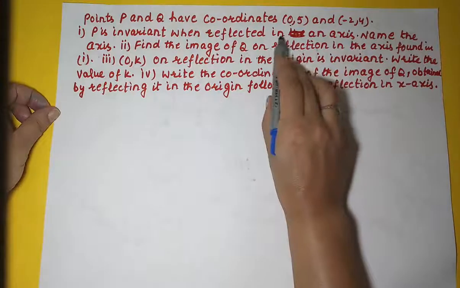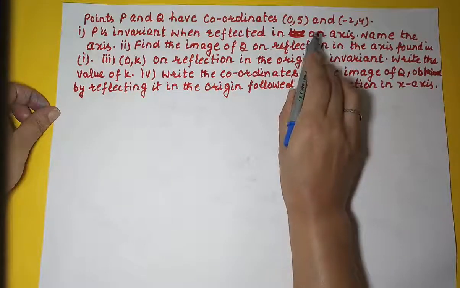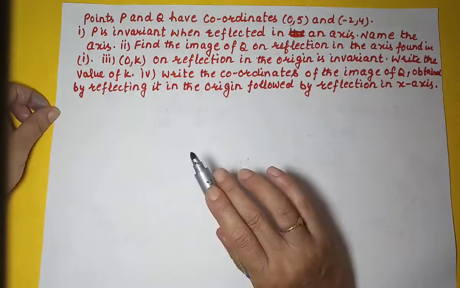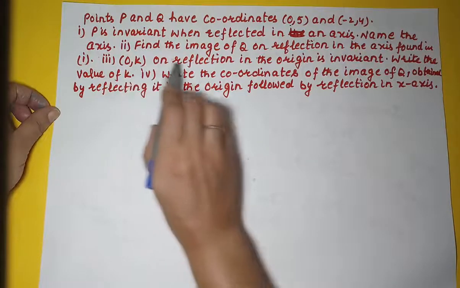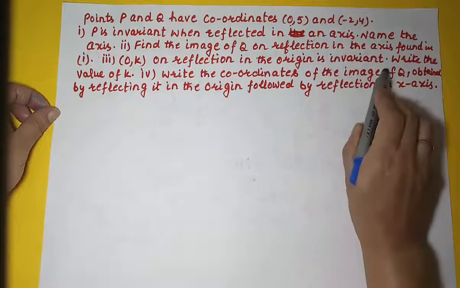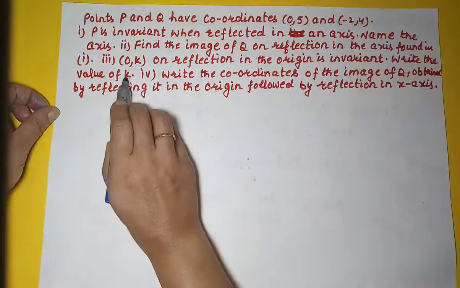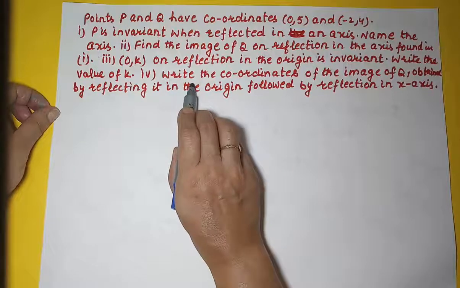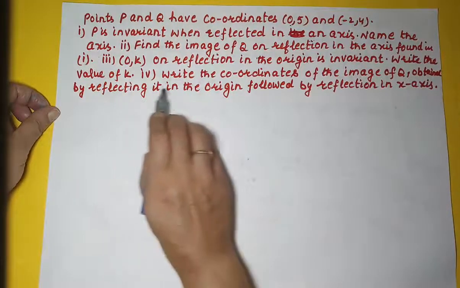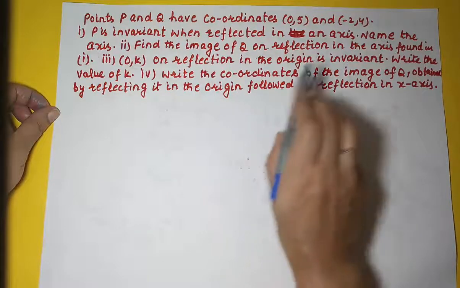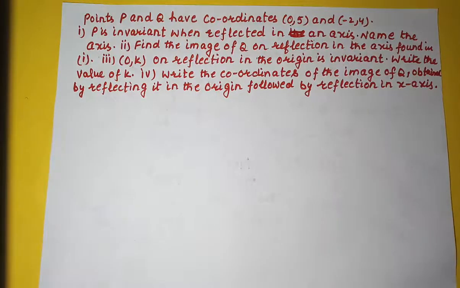So, we have to find the axis first in which P is reflected so that it is invariant, and then he's saying that (0, K) on reflection in the origin is invariant. Write the value of K. Fourth part is write the coordinates of the image of Q obtained by reflecting it in the origin followed by reflection in the x-axis. Now these are double reflections, reflecting first in one axis and then again reflecting in another axis.